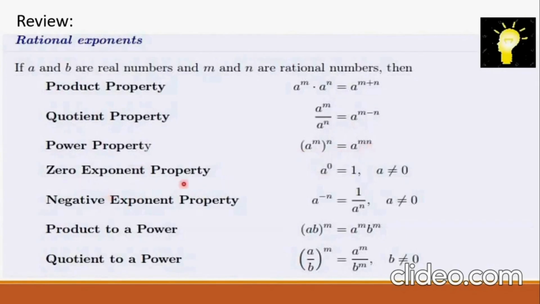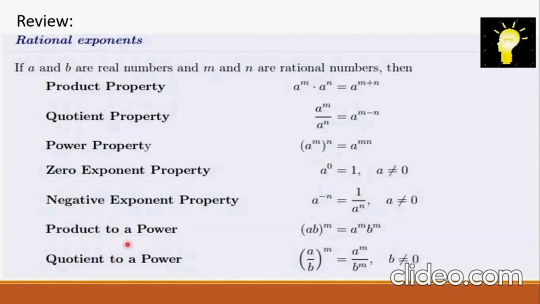Next is the zero exponent property, that when we have any variable raised to 0, this is equal to 1, but there is a restriction that a should not be equal to 0. We have also the negative exponent property. Any variable raised to a negative exponent, we can rationalize this by putting 1 over a raised to an exponent positive n. Another restriction is that a should not be equal to 0.